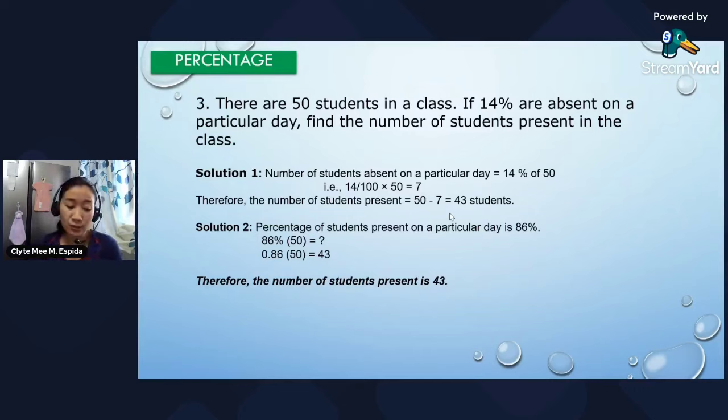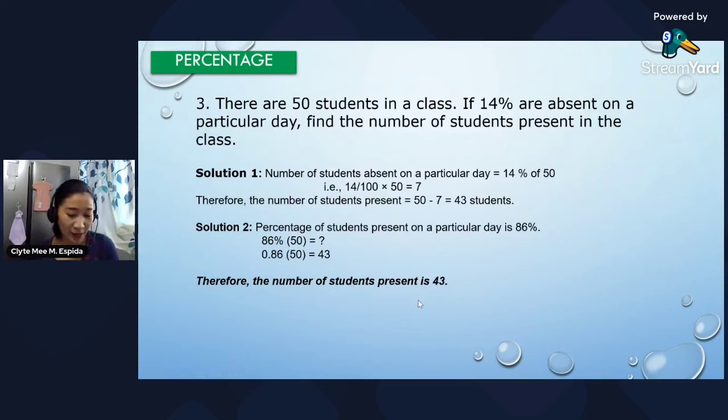Or you can have the solution number 2. Kung 14% yung absent, ilang percent yung present? So that is 100 minus 14. That's why we have here 86%. So 86% of 50 is 43. Okay, very good. So congratulations.